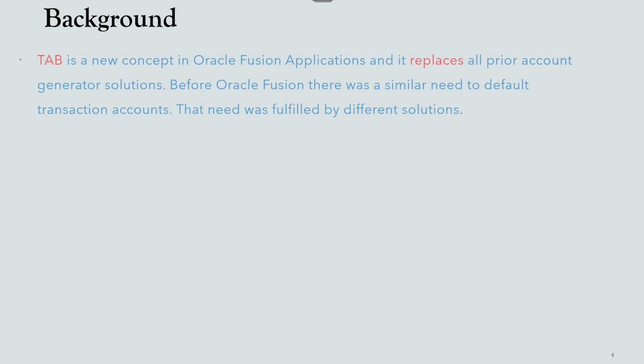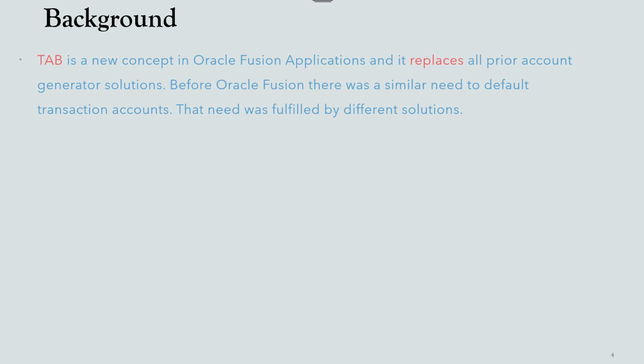For example, in Oracle e-Business Suite, Oracle Purchasing uses the Account Generator workflow to derive account code combinations on purchase orders and requisitions. Oracle Purchasing provides default account generator processes for you to use. If the defaults don't satisfy your accounting requirements, you can use the Oracle Workflow Builder to customize the default processes. In Oracle Application Cloud, Account Generator Workflow is replaced by TAB, Transaction Account Builder.